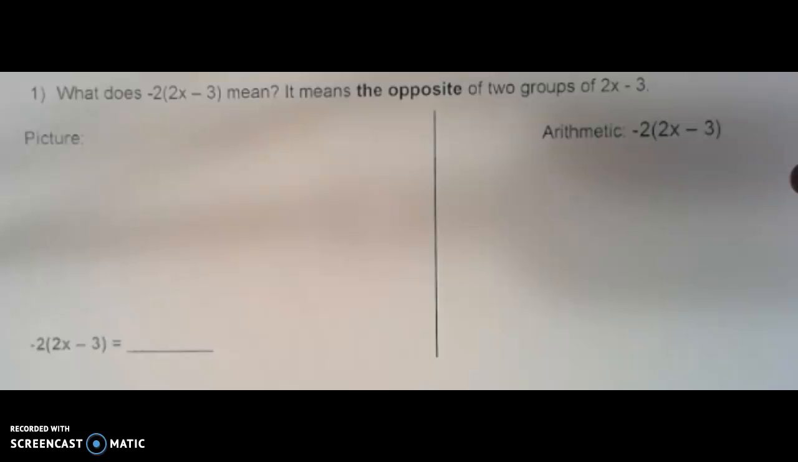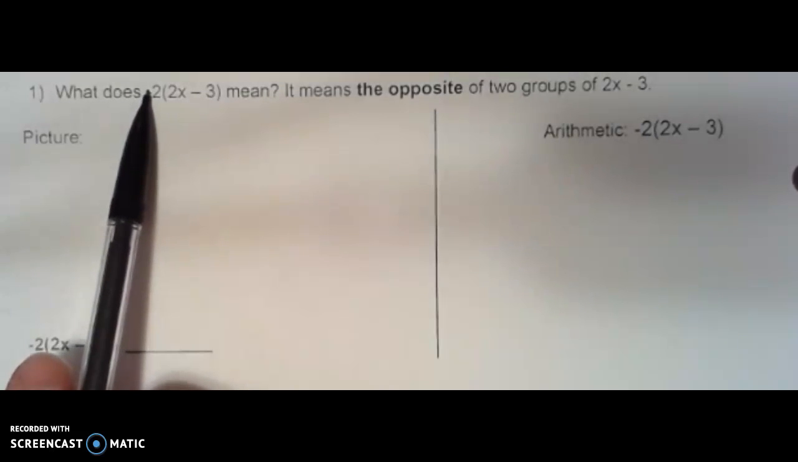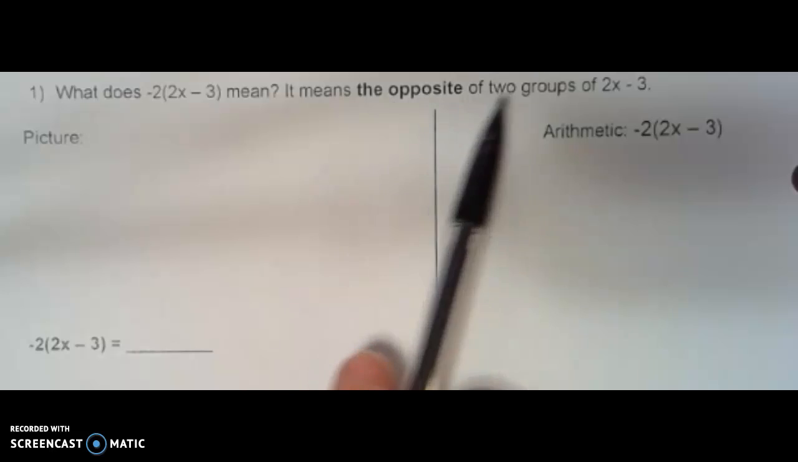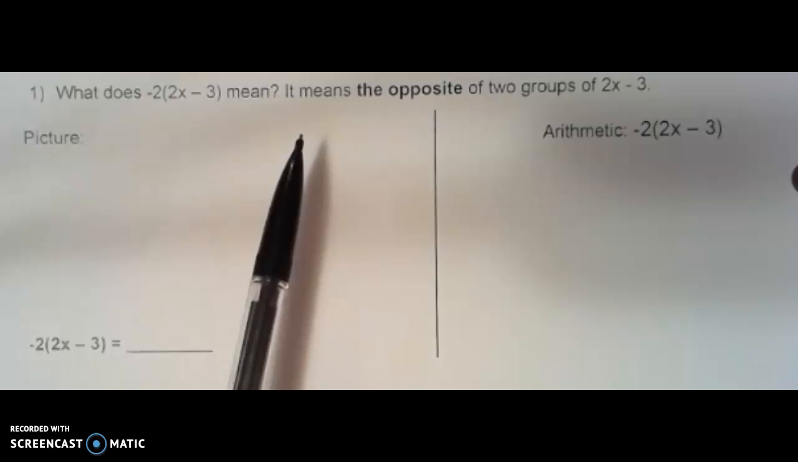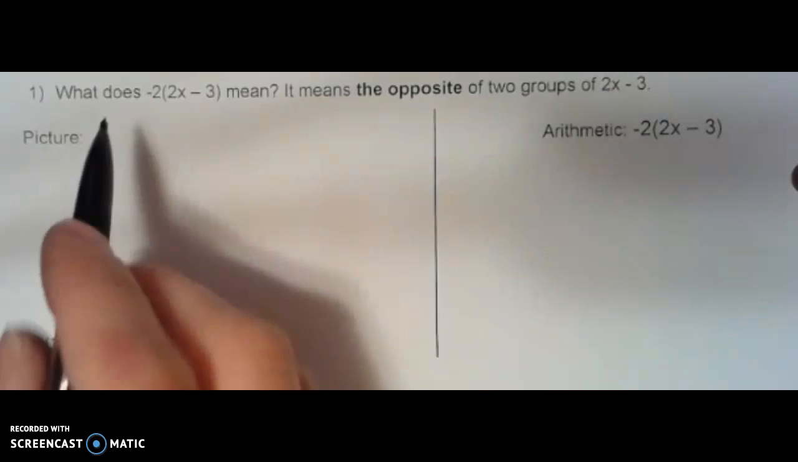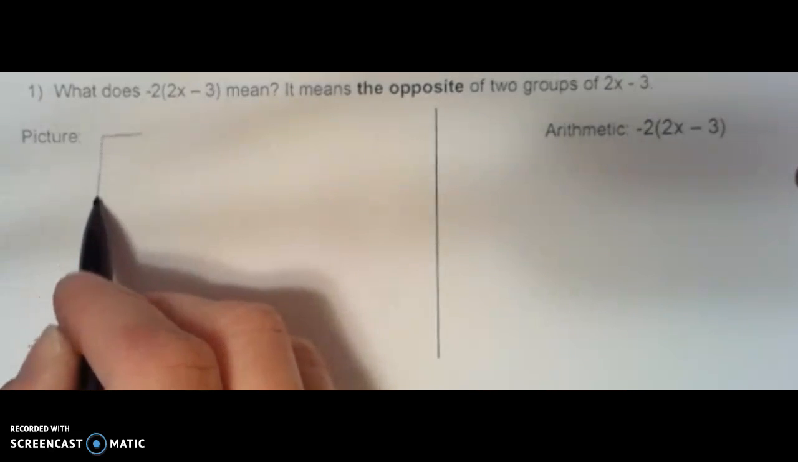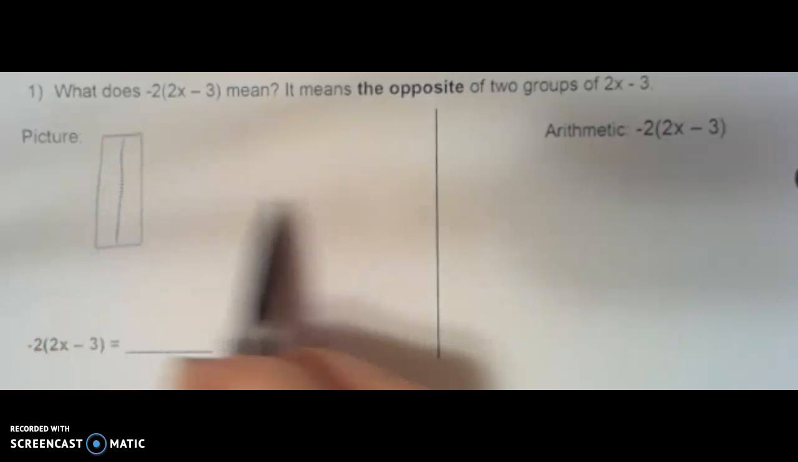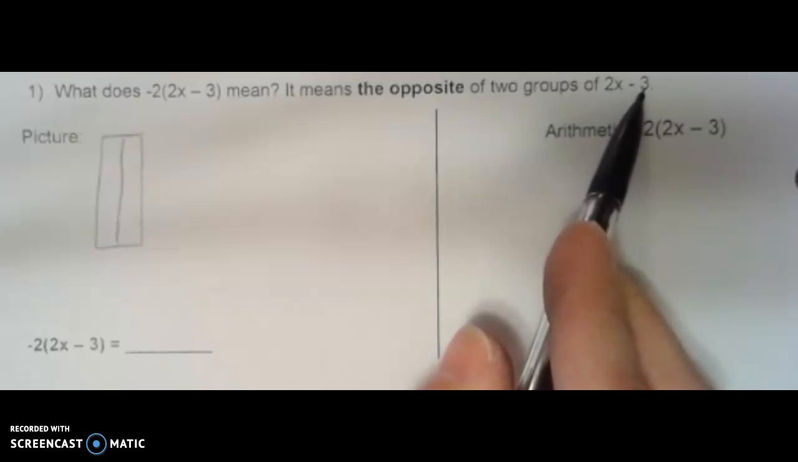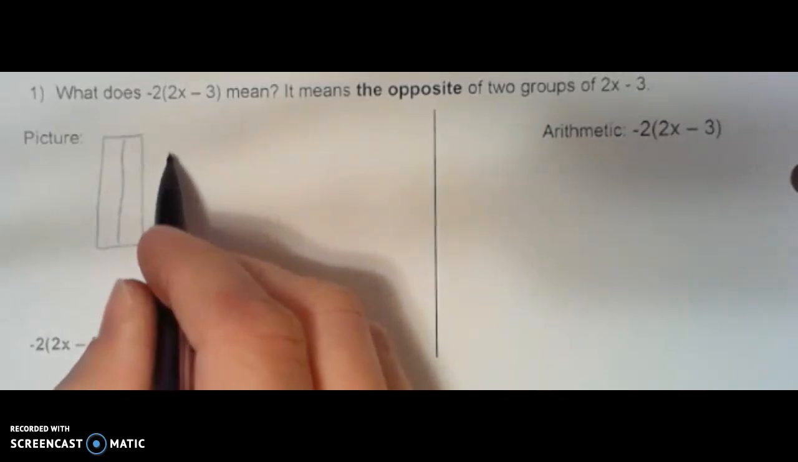In our first example, we're going to draw a picture. What does negative 2 times 2x minus 3 mean? Well, if that was a positive 2, it would mean that I'm going to add two groups of 2x minus 3. But since that's a negative, this means I need the opposite of two groups of 2x minus 3. So let's first start with a group of 2x minus 3. All right, two variables, if you remember from before, those were the long rectangles. So I'm going to make two of those. Okay, and then for the constant, negative 3, I'm going to draw 3 squares.